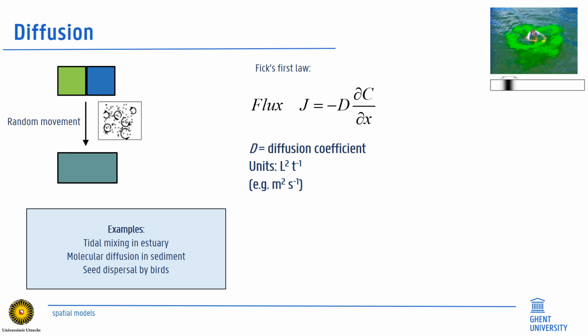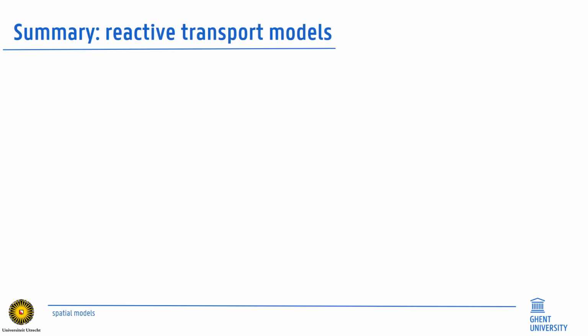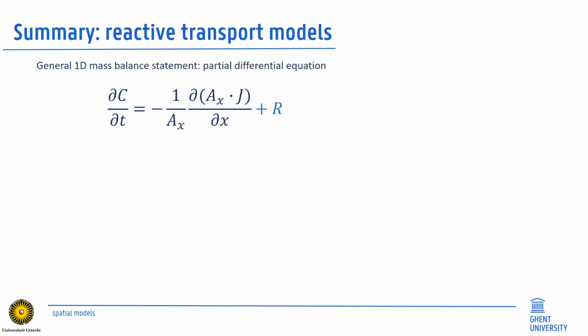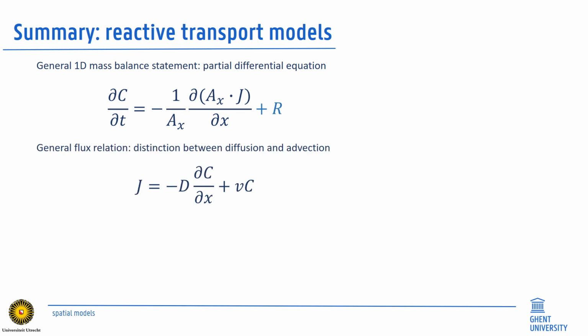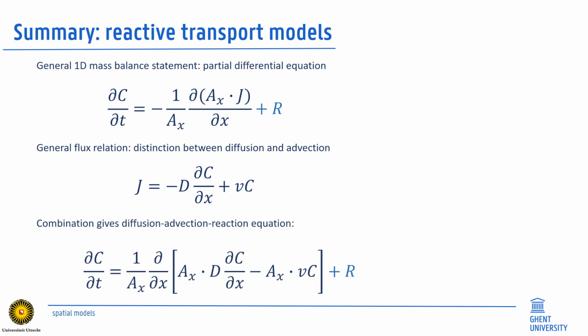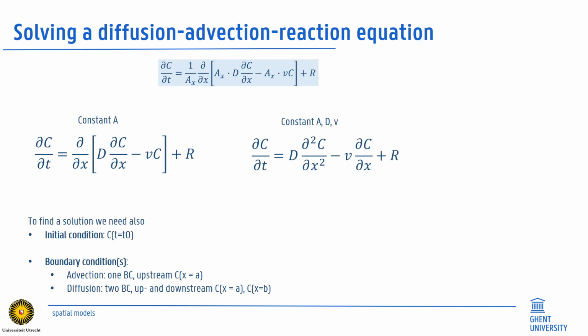So in summary, for a one-dimensional spatial model, the general mass balance in the box is determined by the difference between in- and outflow, plus the local reaction processes that alter the concentration. Consumption, excretion, for instance. Fluxes are the result of diffusion and advection, and they give rise to the following diffusion, advection, reaction equation. To solve such an equation, we need to define the boundary conditions.